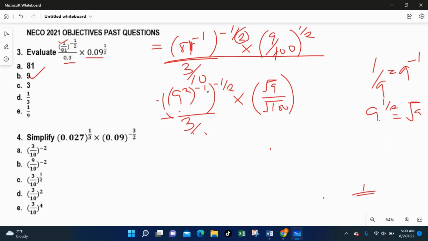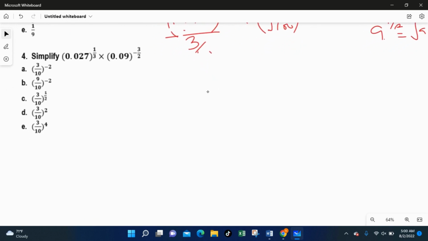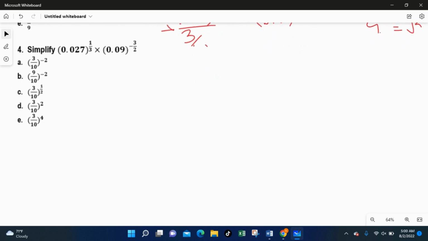Now, question number 4, you are asked to evaluate. You should remember that simplify and evaluate in mathematics are two different words, two different things. If you are asked to simplify, it means you should reduce to a simpler term. But if you are asked to evaluate, that means you should find a value that is an answer to the solution. So here, we are asked to find a value, an answer to the solution.